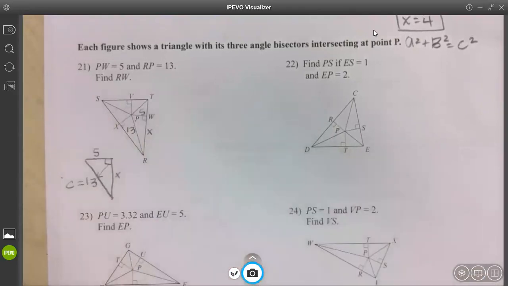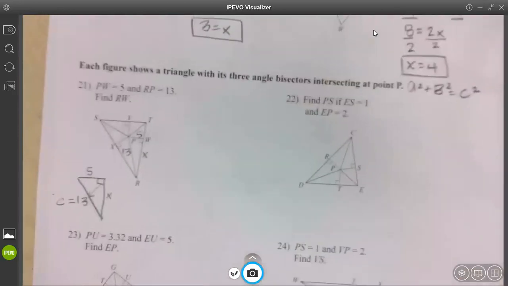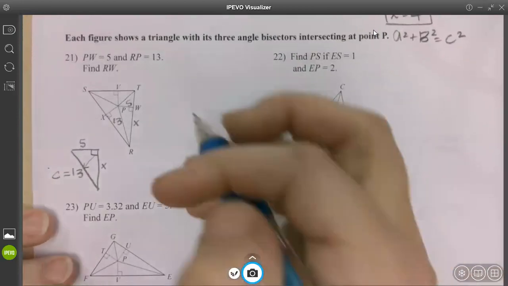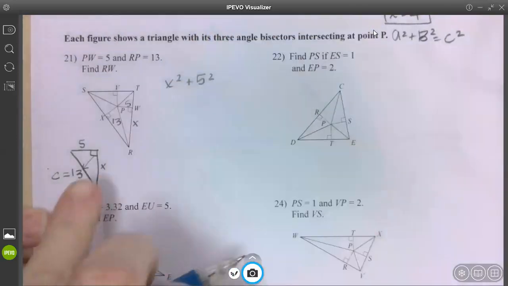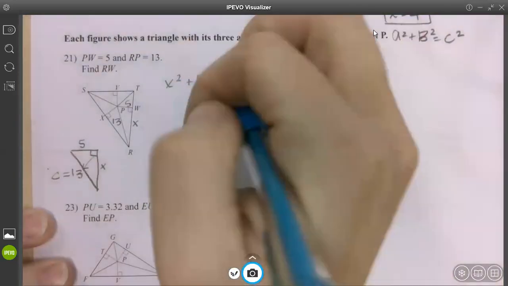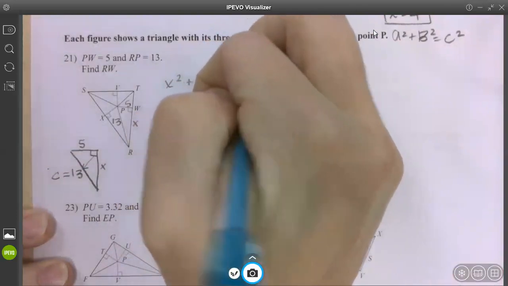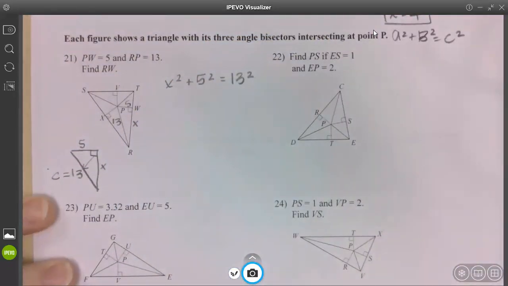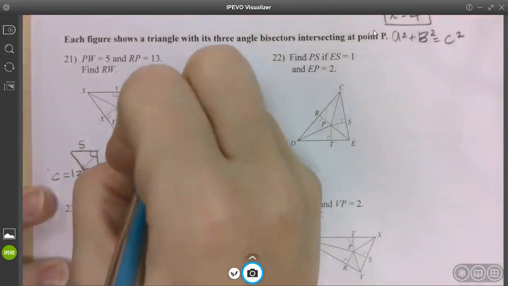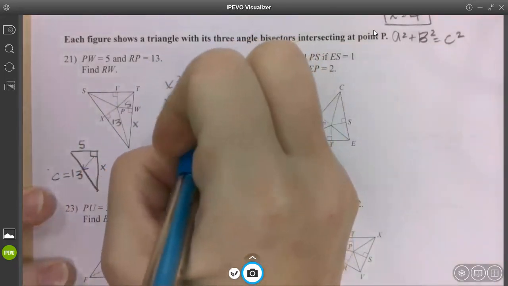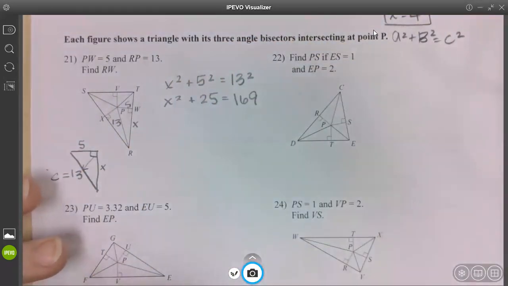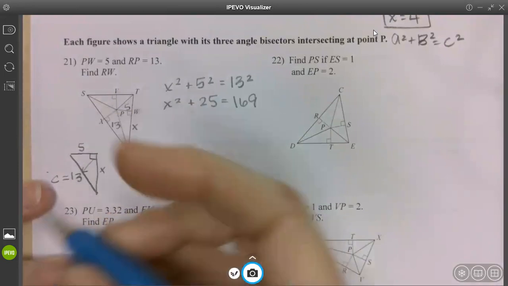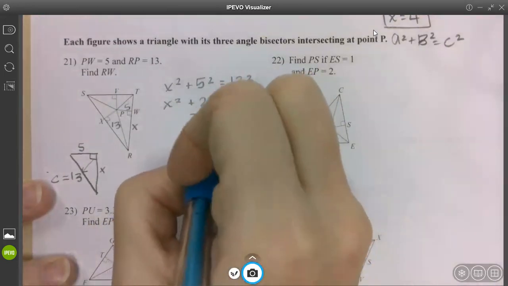Everything else is interchangeable. So you could write 5 squared plus x squared, or you could write x squared plus 5 squared. I like to use my x's first. So I'll do x squared plus 5 squared. So a squared plus b squared equals c squared. Okay. 5 squared is 25. 13 squared is 169. You guys can use your calculators for that. We got to solve for x, so we're going to subtract 25.